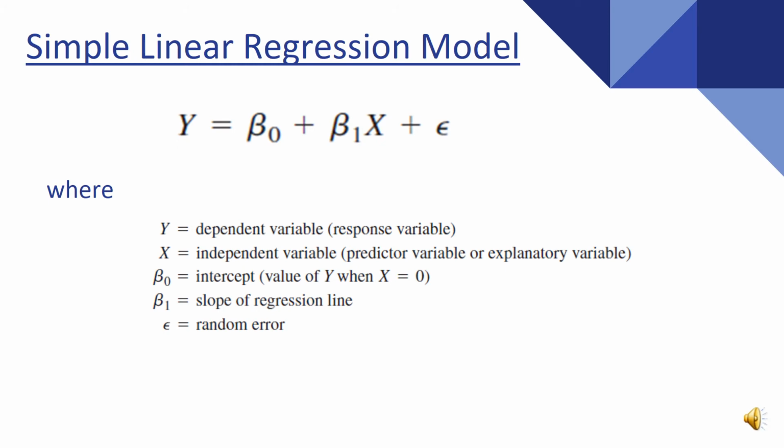The underlying simple linear regression model is y = b0 + b1 times x + e, where y is a dependent variable or response variable, while x is an independent variable or predictor variable or explanatory variable, while b0 is the intercept or the value of y when x is 0, while b1 is the slope of the regression line, and e is a random error.